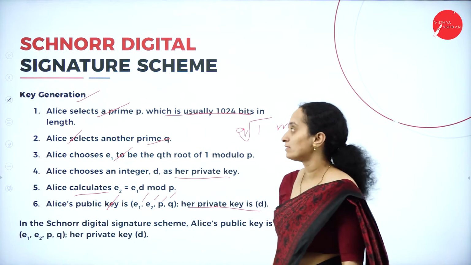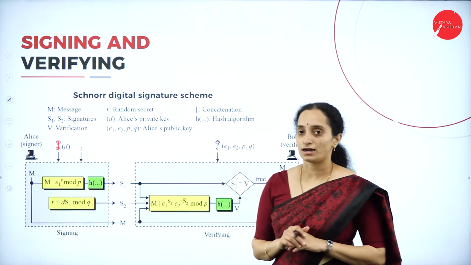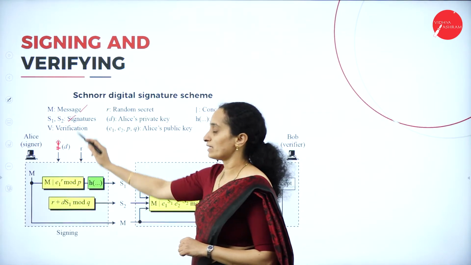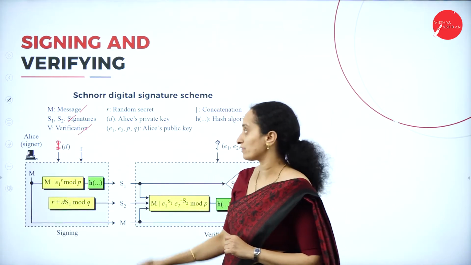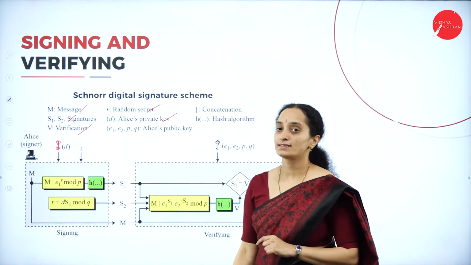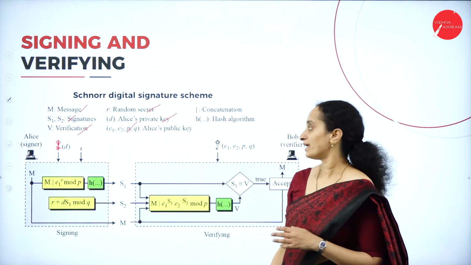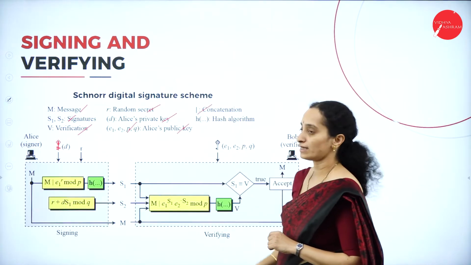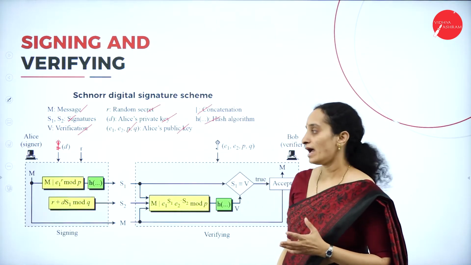So we use the key generation. When you look at the signing and verifying in the Schnorr digital signature scheme, we again use the message, S1 and S2 as the signature, and V as the verification function. R is the random number. D is Alice's private key, or the sender's private key. E1, E2, P and Q are the sender's public key. Along with that, we have a concatenation operation. We have to concatenate the values, and H is the hash function.